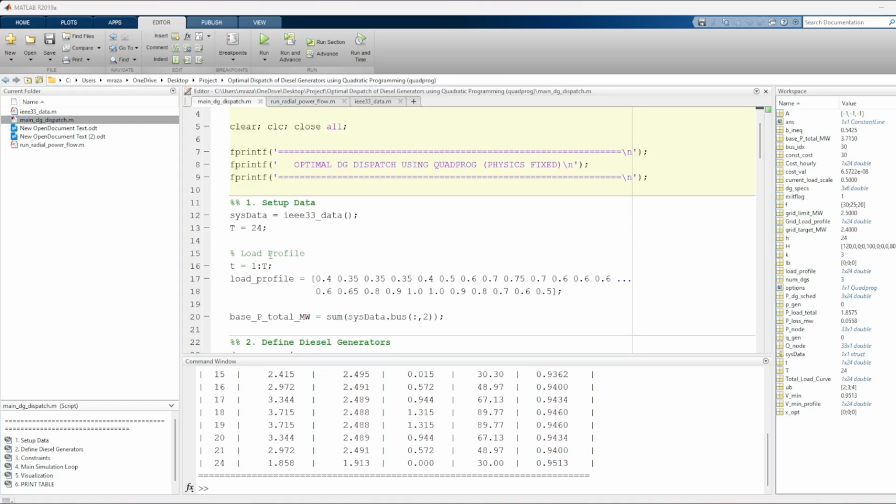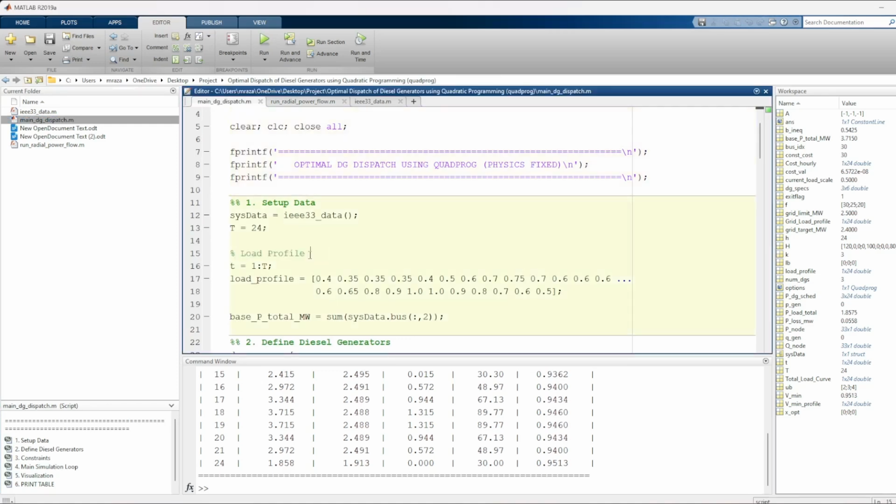So in the start of the program we have just initialized the load profile for each hour. We have mentioned the load profile. So 1.0 right over here means that we are considering the full load at that hour, and if we have 0.4, it means we are just considering 40% load at that bus.